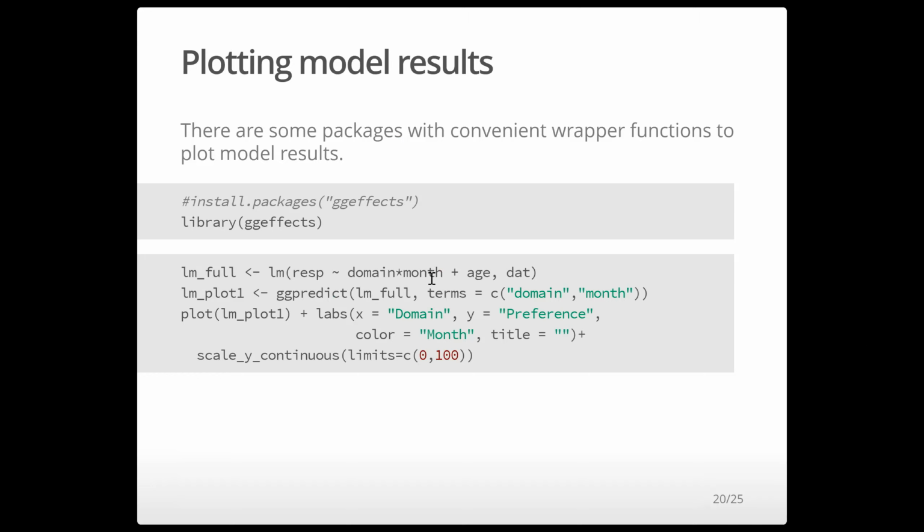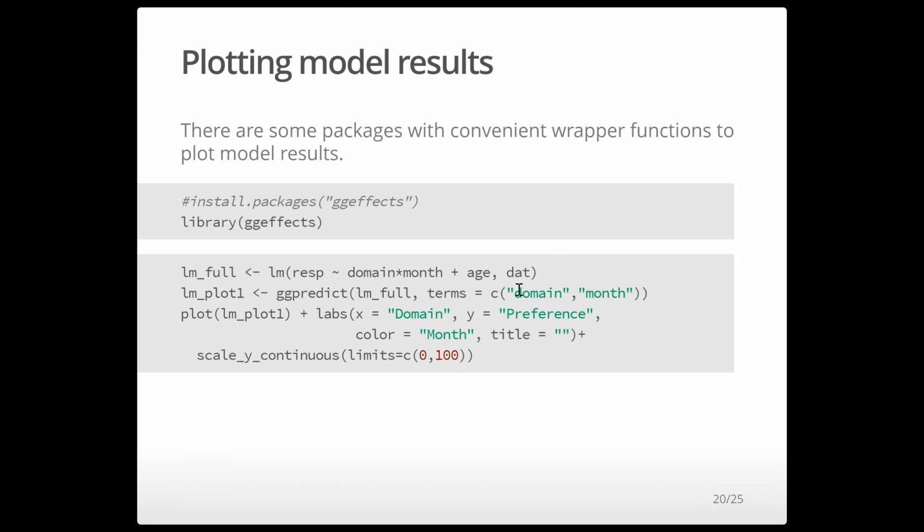This is similar to what we saw in the last video. So this model looks at the interaction between domain and month with age as a covariate. And then let's say I want to get the model predicted results with respect to both domain and month. So I can call the ggpredict function, and I specify the two terms I want.